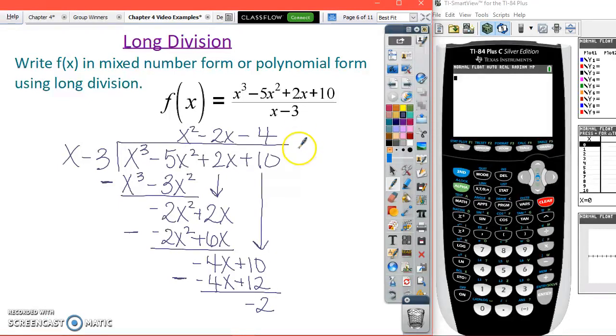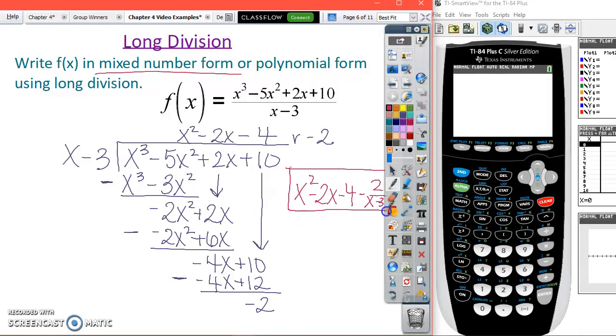So what we do with the remainder is we're going to place it over what we were dividing by. And so this is going to be in mixed number form since I have a polynomial, but I'm also going to have a remainder part, and that's why we call it mixed number form. And so my final answer is going to be x squared minus 2x minus 4 minus 2 divided by x minus 3. And we're done.